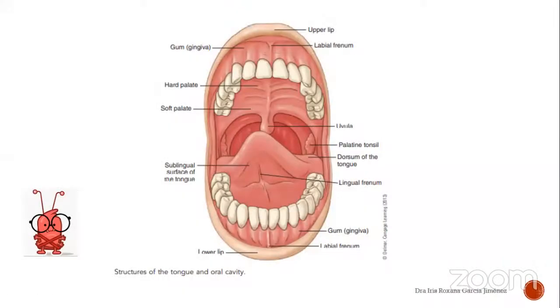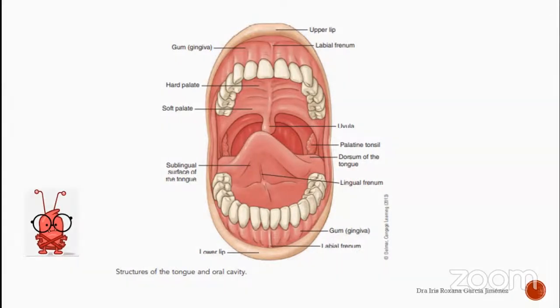About the structures, the tongue and the oral cavity, we have details. For example, the gum or gingiva. Gingiva is the correct medical term. Gum is the common term, the social term. I don't know why this book is showing it in the opposite position, but gingiva is what we are going to use during the medical information, okay? The rest, please check all of this.